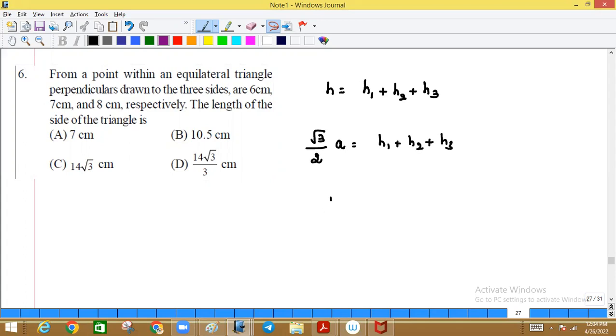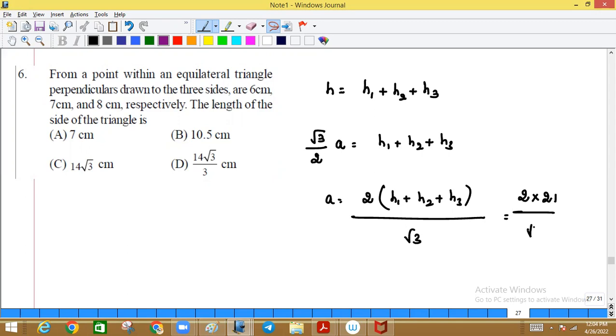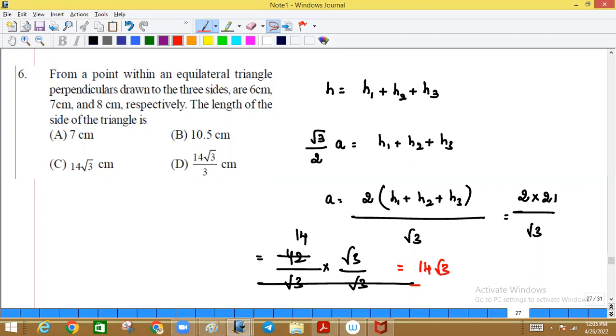I think we solved this sum, but once again I'm doing it. So side is equal to 2 times (h1 plus h2 plus h3) by √3. Therefore, 2 times the sum, 21, by √3, is 42 by √3. Multiply and divide by √3 and √3. 3 ones are 3, 3 14s are 42. So it is 14√3.